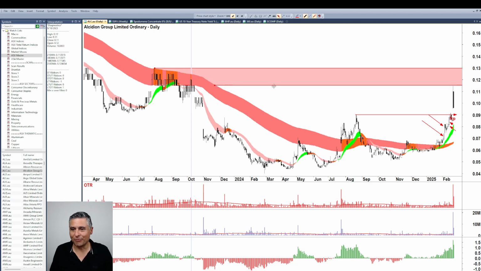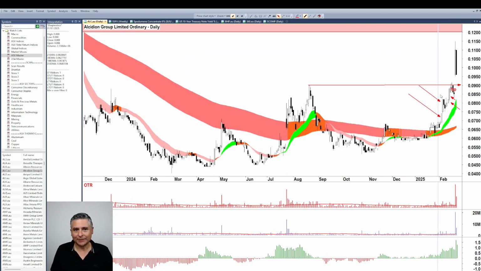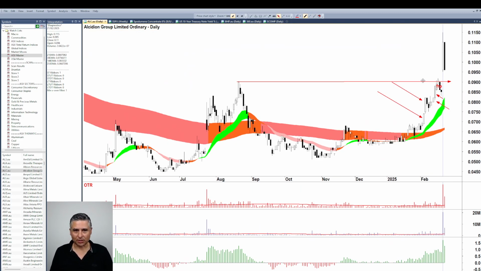But I'm form fitting now, aren't I? And I don't want to curve fit. But between that peak and that peak, certainly, this push here is getting close to a point of supply. A little bit of upper shadow there, potentially suggesting that was the case.